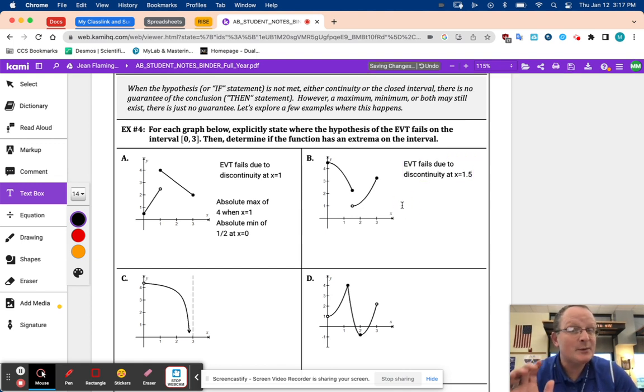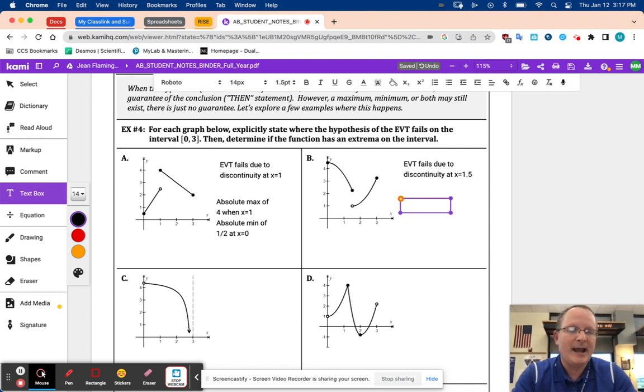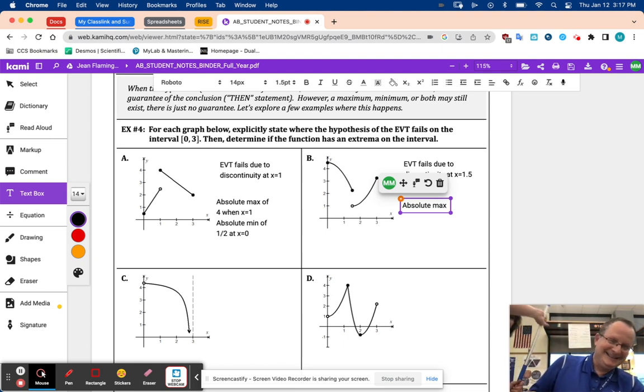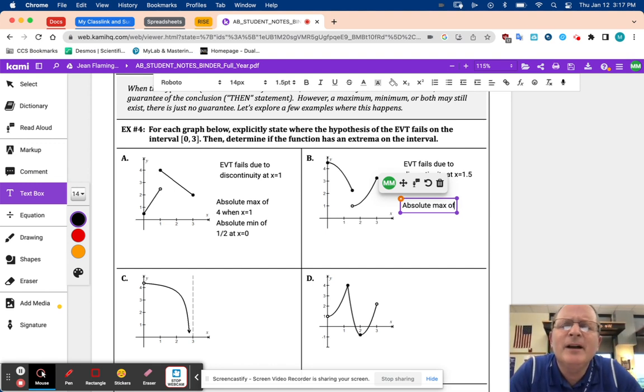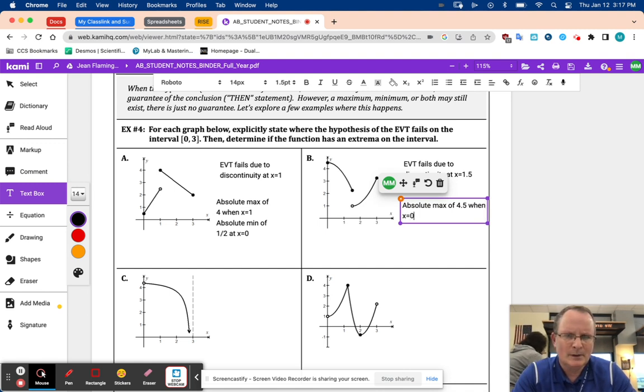This one's really interesting because we have an absolute max of, I don't know, 4.5 maybe, hard to tell, when x equals 0, and there's no absolute min.